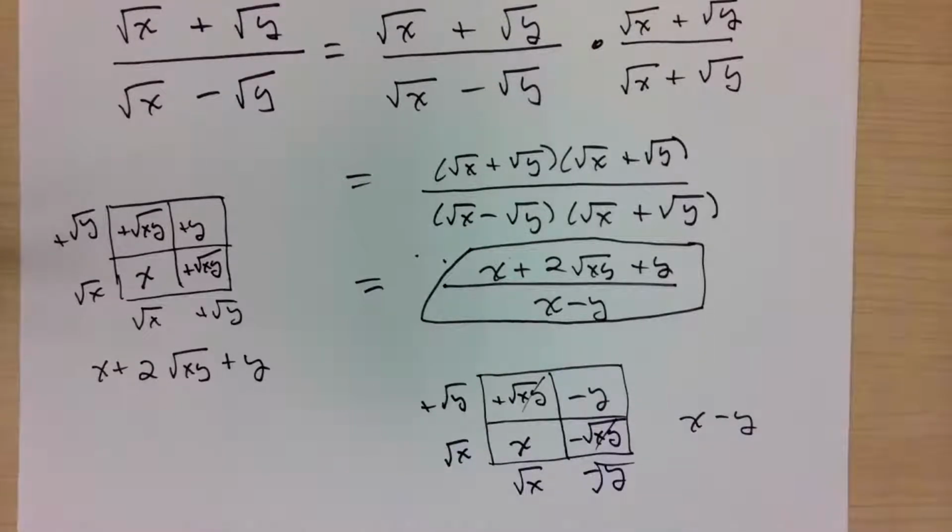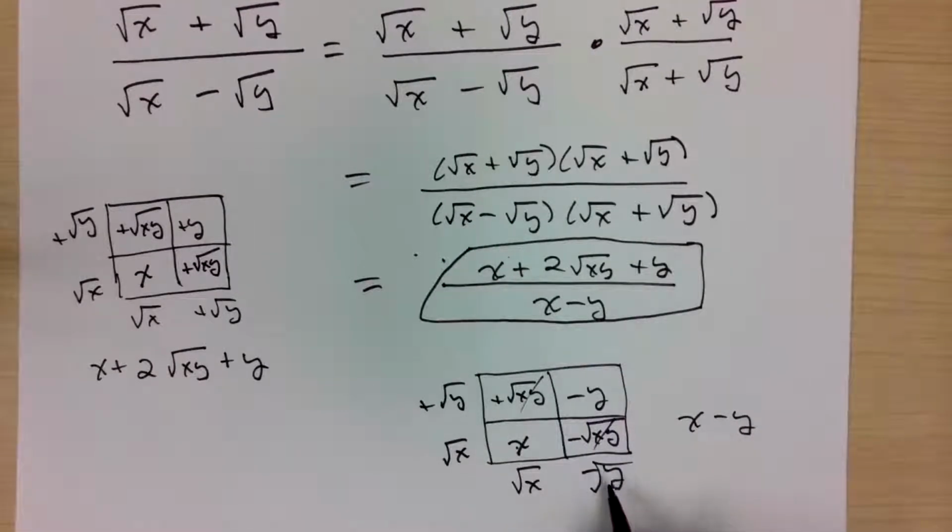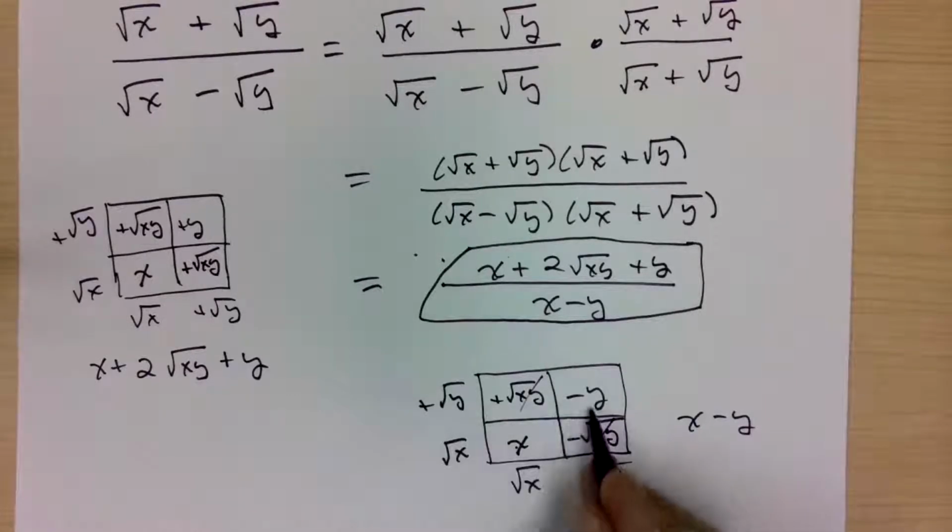So we can see how that multiplication works again. Root x times root x is x. Root x times root y is plus root xy. Negative root y times root x is negative root xy. Negative root y times root y is negative y. And that will conclude this lesson.